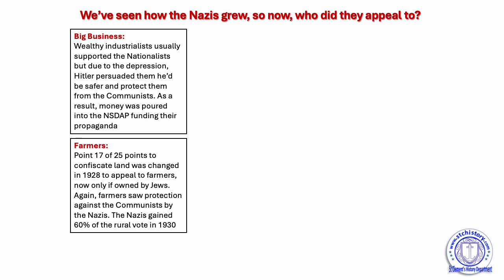Farmers, why are they worried? Look at point 17 of the 25 points. They've got rid of that idea of confiscating land because they got rid of the left wing of the party, didn't they, at the Bamberg conference. So now what they're going to say is that the Nazis are the only party that's going to protect their land from the communists who would take it and distribute it. So they've got a 60% rural vote in 1930.